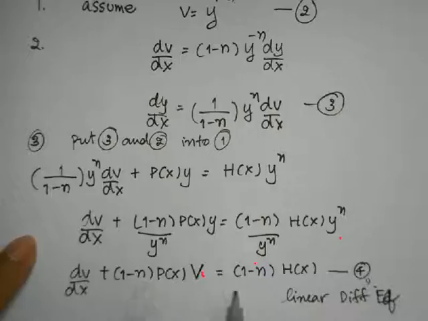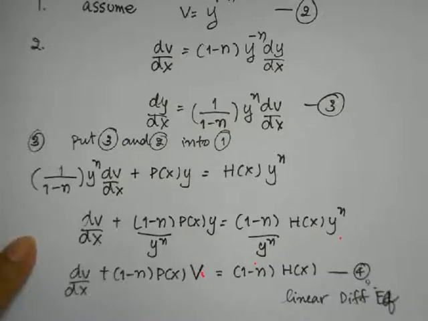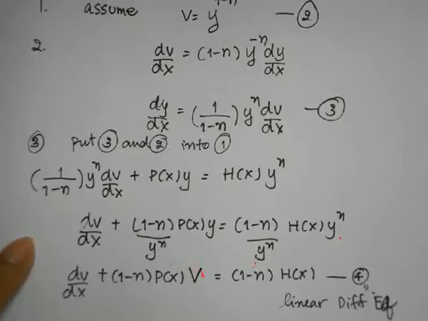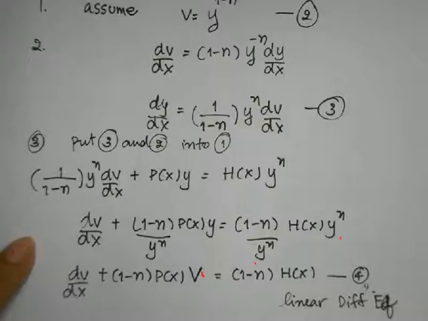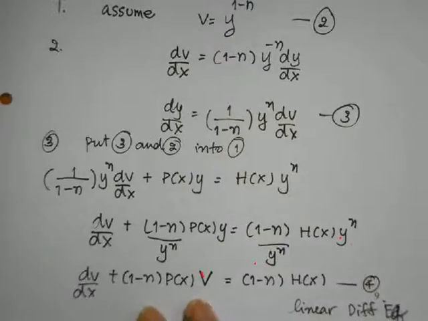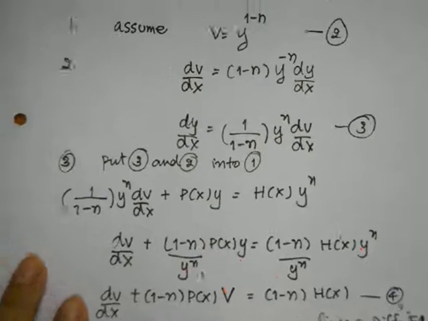And at the end, you would get v as a function of x. Then you just change your v back to y by using the definition, the assumption that you made as equation 2, plug it back in, turn it back to y, and that's it. That is the way. Then you would get the answer. Okay, that's it. Look at the example.